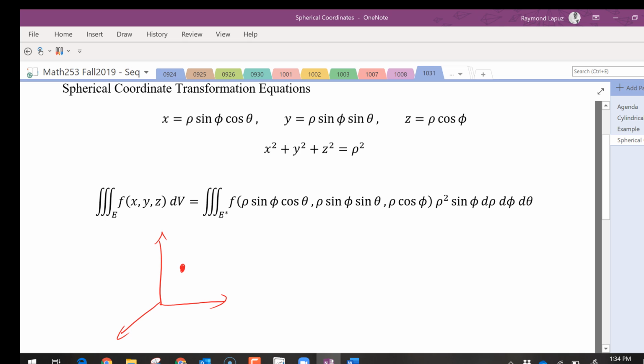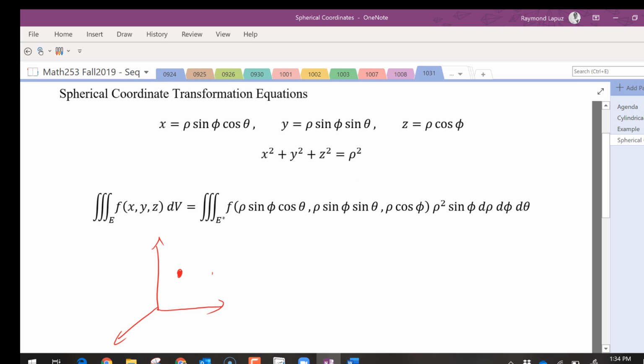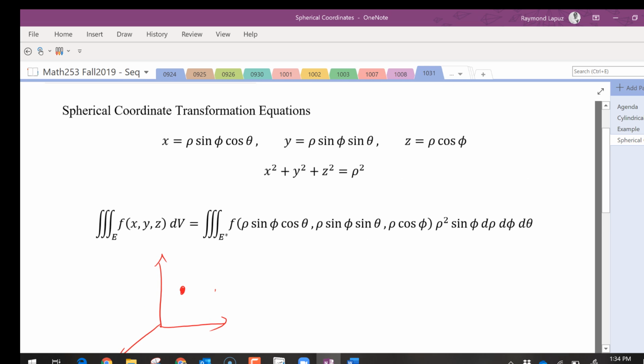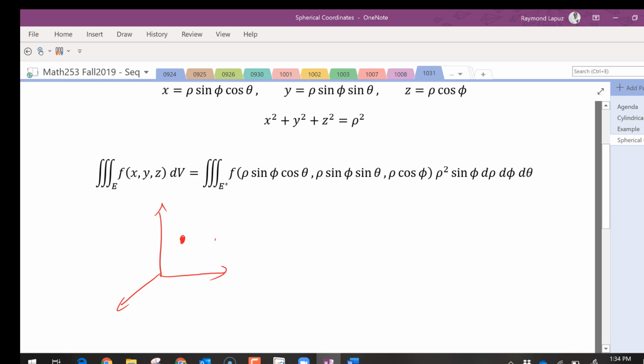So what we could do is take a random point in space. We can take a look at its shadow on the xy plane. And then let's take a look at the pieces of information that we're given here: the x, the y, and the z, where it comes from.